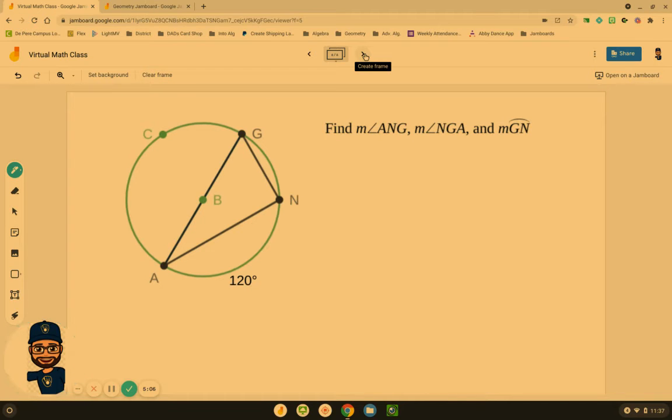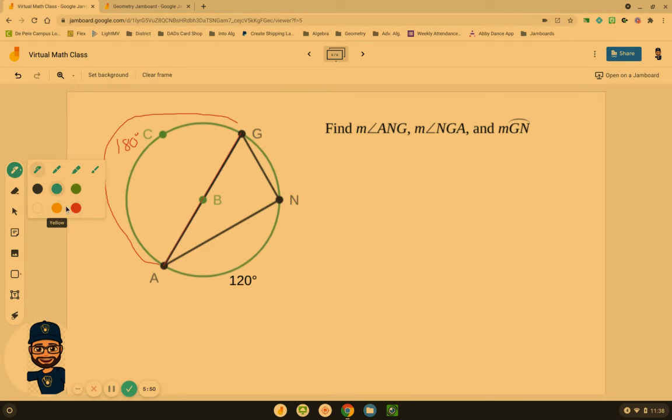So here's another diagram. Find the measure of ANG, find the measure of NGA, and find the measure of arc GN. A lot of stuff happening here. So let's start with, what do we see? A to B to G. Notice those are all on the same line. They're collinear, and they go through the center, which means this arc all the way out here, the arc AG, is 180 degrees.